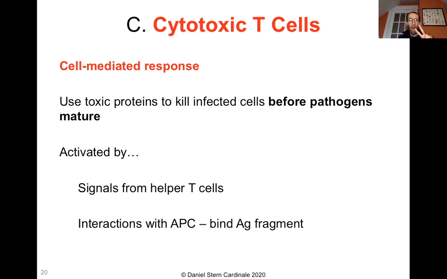Cytotoxic T cells require two signals to be activated. First is you need to receive a signal from a helper T cell. So you need to have cytokines from a helper T cell activating the cytotoxic T cells. The second thing cytotoxic T cells need is interactions with an APC.